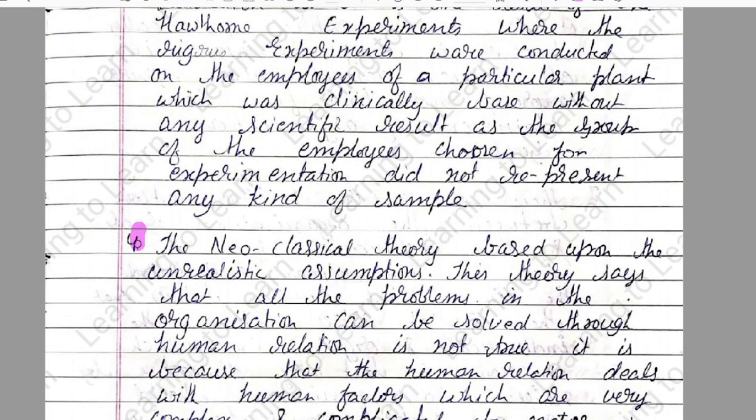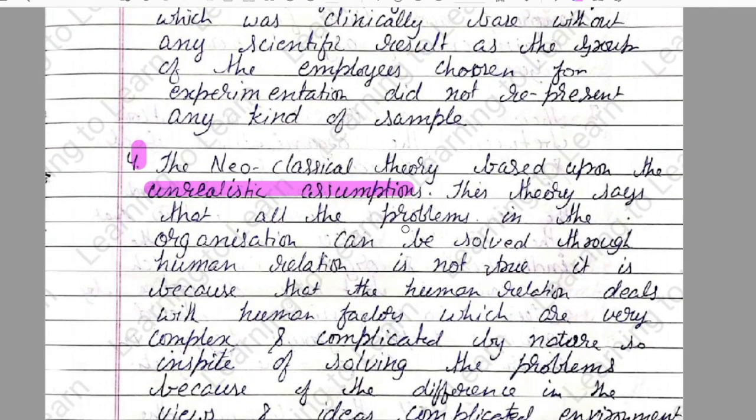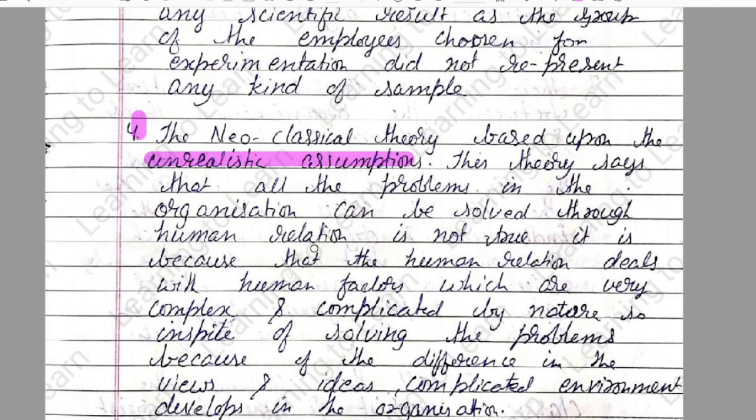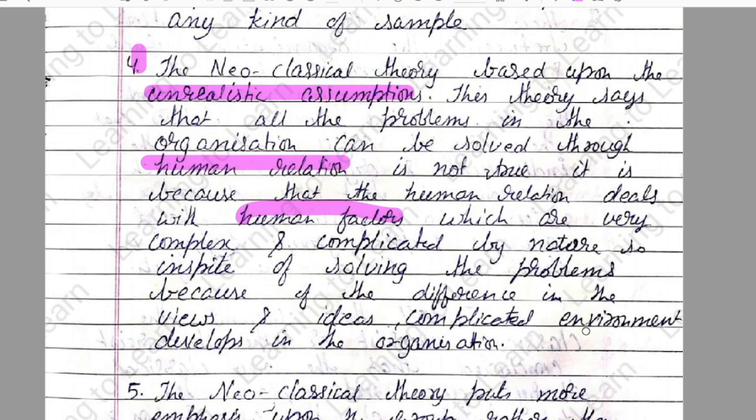The fourth is that the neoclassical theory is based upon unrealistic assumptions. This theory states that the problems in the organization can be solved through human relations, and it is not true, because human relation deals with human factors which are very complex and complicated by nature. So, instead of solving the problems, because of differences in views and ideas, a complicated environment develops in the organization.